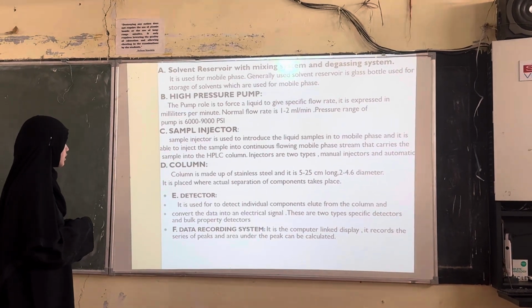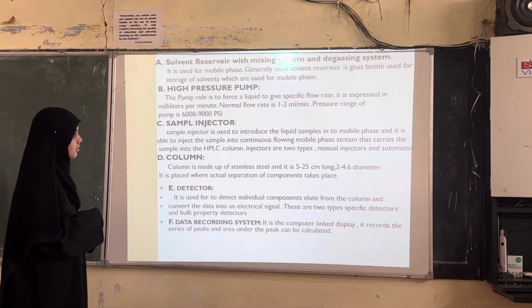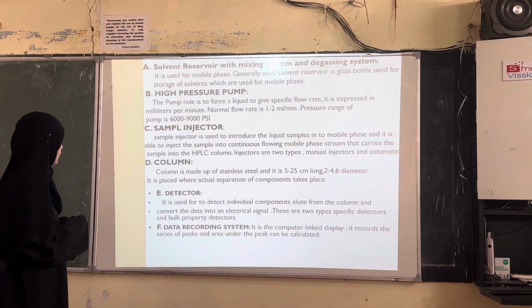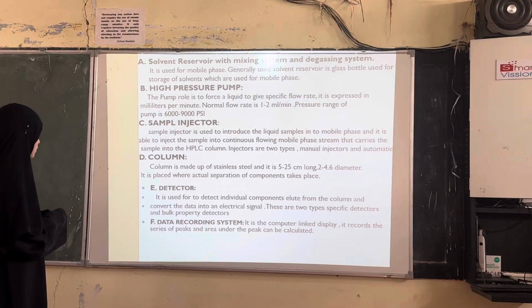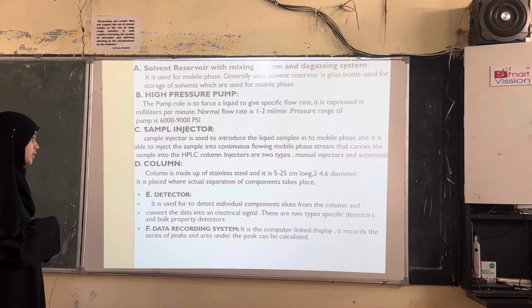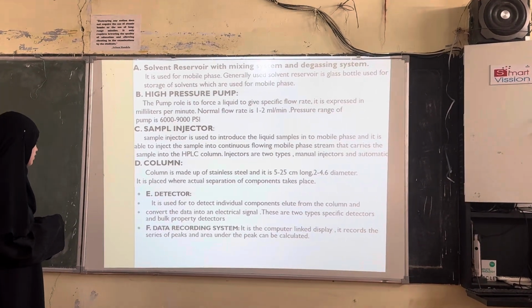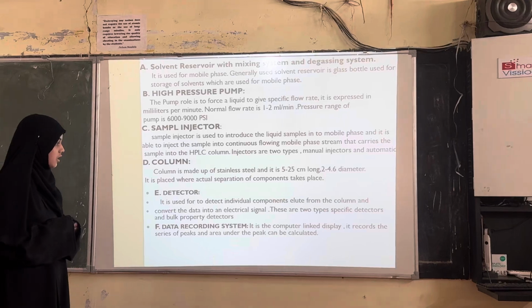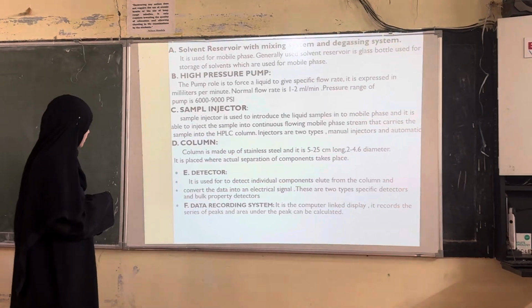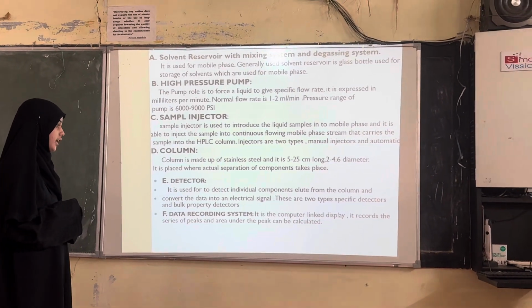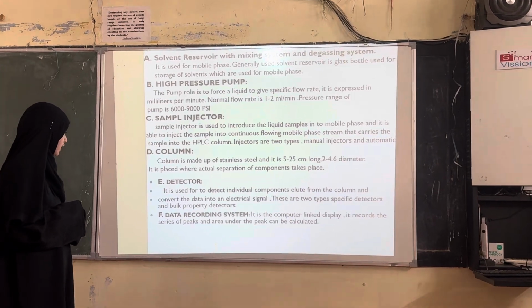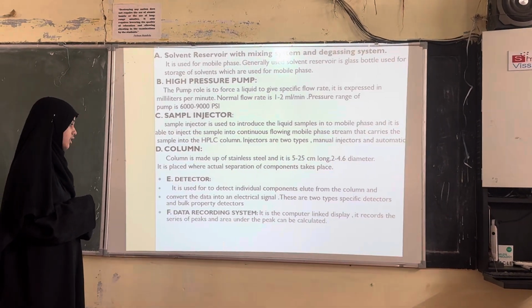The column is made of stainless steel and is 5 to 25 cm long with a 4.6 mm diameter. It is where the actual separation of components takes place. Detector. It is used to detect individual components eluting from the column and convert the data into an electrical signal. There are two types of detectors. Data recording system. It is a computer-linked display. It records the series of peaks, and the area under the peak can be calculated. Continued by Ajay.